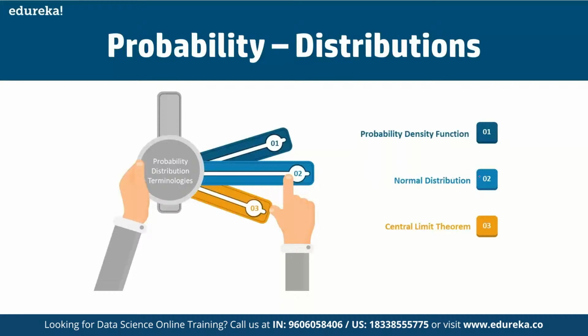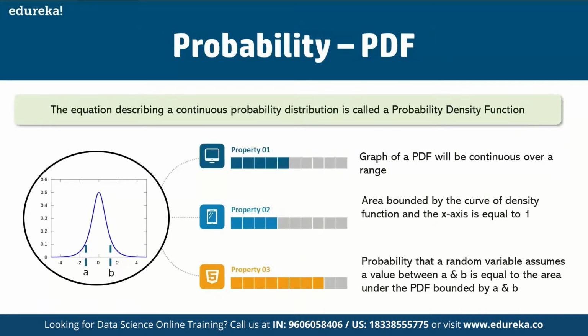We have normal distribution and we also have central limit theorem. So let's get into it and see what these mean. So what is this probability density function, or PDF? So what is this PDF? Probability distribution function. So here, this is our graph. This is our normal curve.